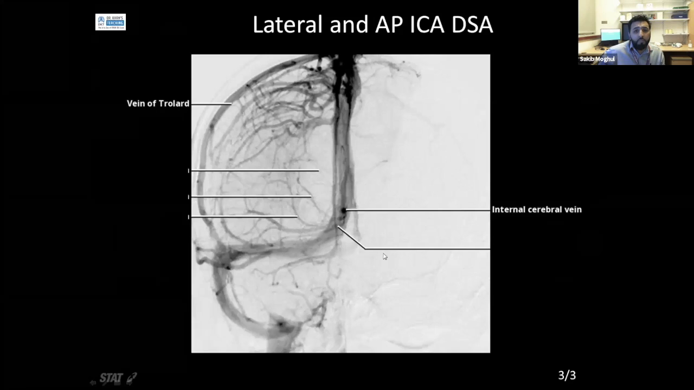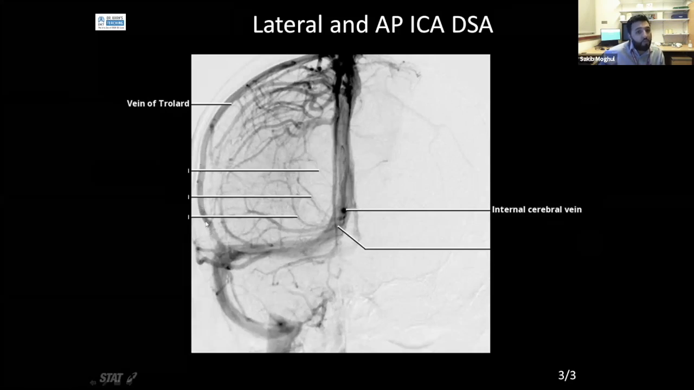So I'll skip past this one. This is the same structure in AP and lateral views I'll go through. The vein of Trollard is seen as this very prominent vein. Remember, we're now in a completely AP projection, so all of these superficial veins are merged into one. You don't really need to focus on all of these. This very large prominent vein is the one to be focused on.